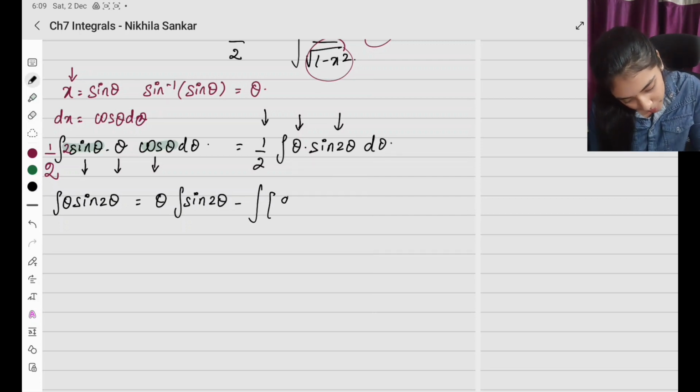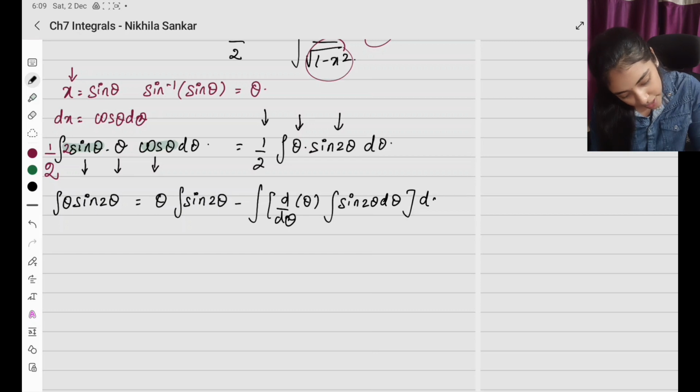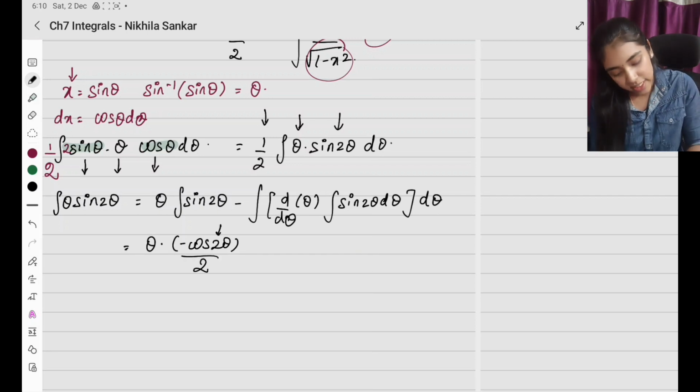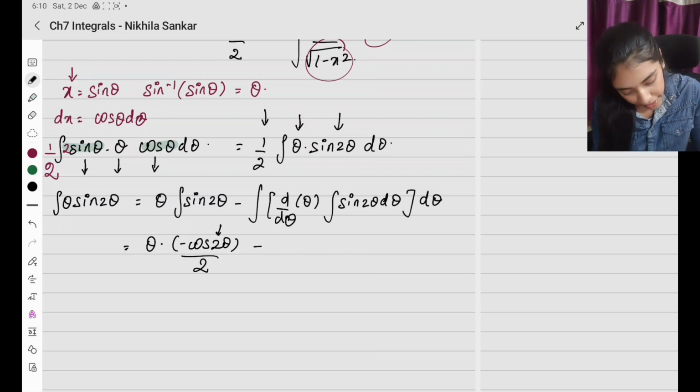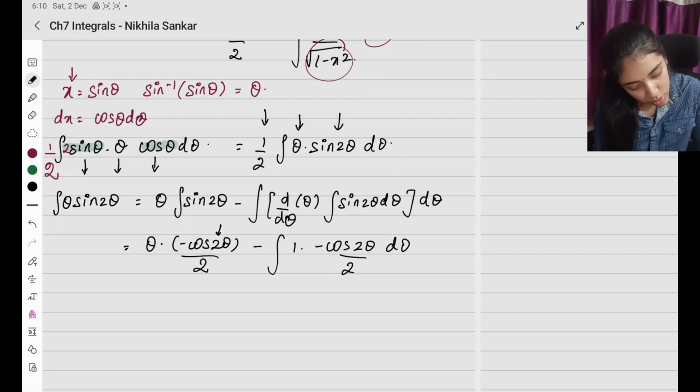of d by d theta. We are integrating and differentiating with respect to theta. Now the variable has changed. D by d theta of theta, times the integral of sine 2 theta d theta, close bracket d theta. So what do I have? Theta times minus cos 2 theta divided by 2. Theta's coefficient is 2. Minus the integral of d theta by theta, which is 1, times minus cos 2 theta divided by 2, d theta.